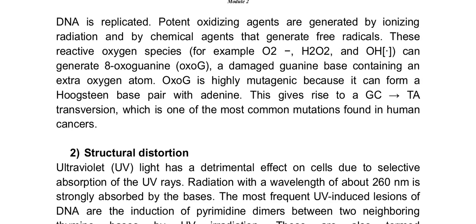Potent oxidizing agents are generated by ionizing radiation and by chemical agents that generate free radicals. These reactive oxygen species, for example O2−, H2O2, OH, can generate 8-oxoguanine, a damaged guanine base containing an extra oxygen atom. OXO-G is highly mutagenic because it can form a Hoogsteen base pair with adenine. This gives rise to a GC to TA conversion, which is one of the most common mutations found in human cancers.